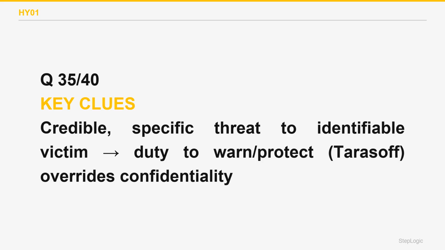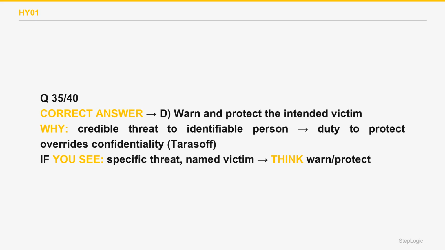Under the Tarasoff duty to warn and protect, a serious, credible threat against an identifiable victim overrides patient confidentiality. The psychiatrist must take reasonable steps to protect the intended target, which may include warning the victim, notifying police, and arranging hospitalization. Safety of the third party becomes the overriding ethical and legal priority. The correct answer is D.